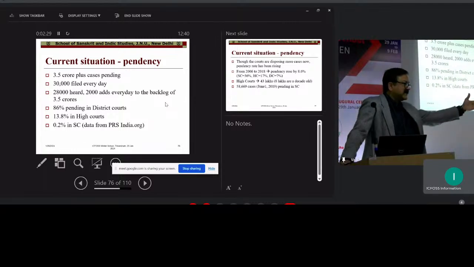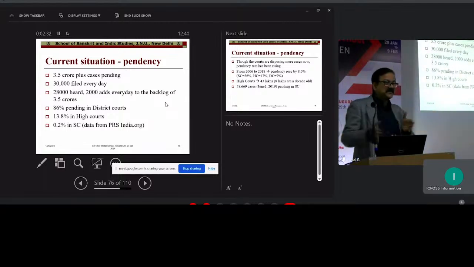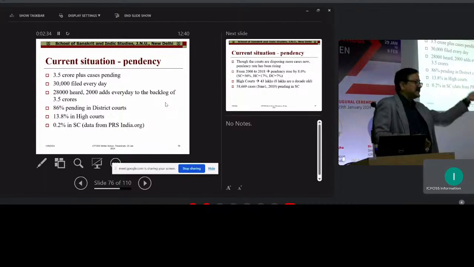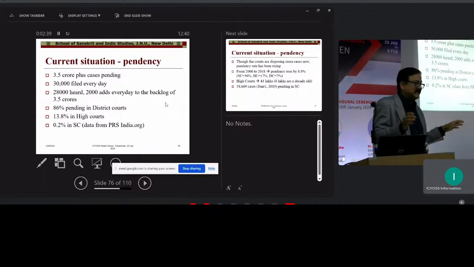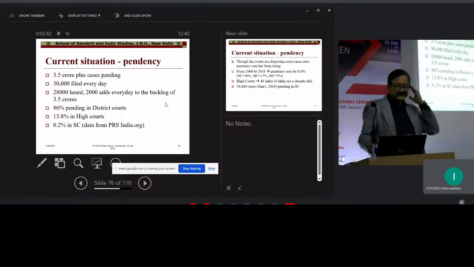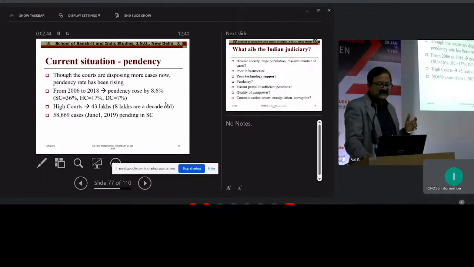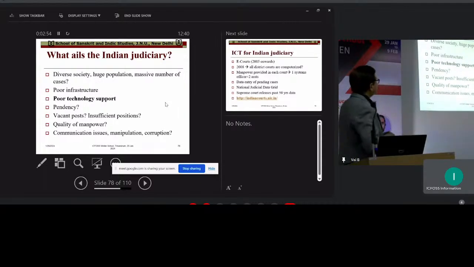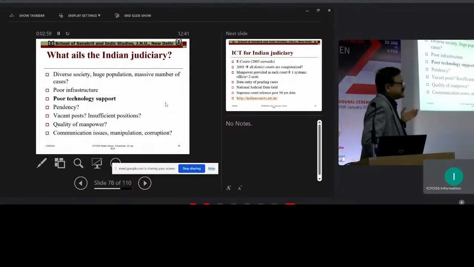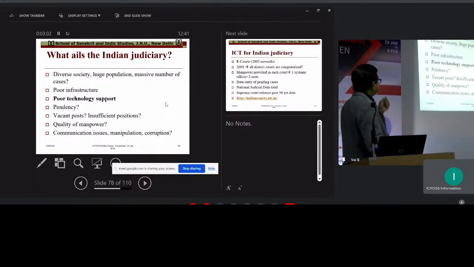If you reduce languages, you have less pendency. Increase languages, more pendency. Also, more technology, less pendency. Less technology, more pendency. District courts are very poor in technology. So, filing of cases. From 2006 to 2018, pendency rose by 8.6% in the Supreme Court, etc. I don't know these things. What is the problem? The problems are diversity, infrastructure, technology, vacant posts, insufficient positions, quality manpower, communication, a lot of things.